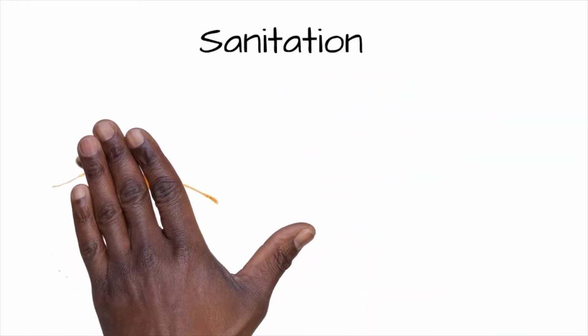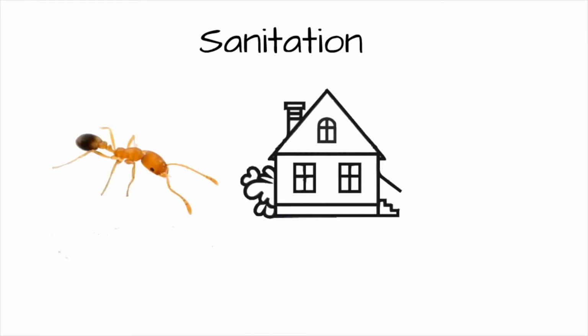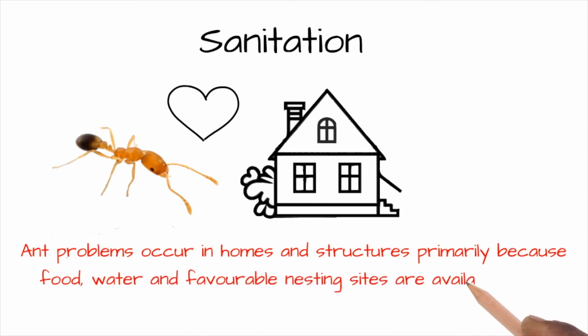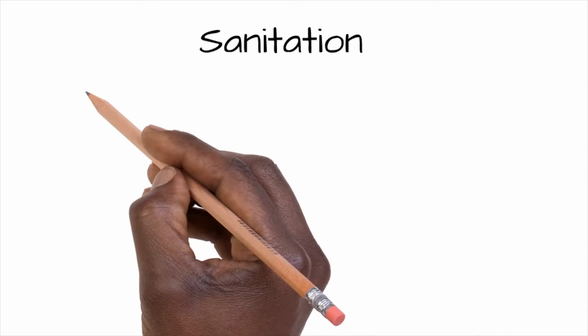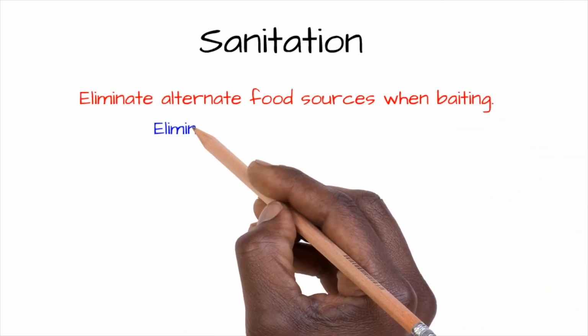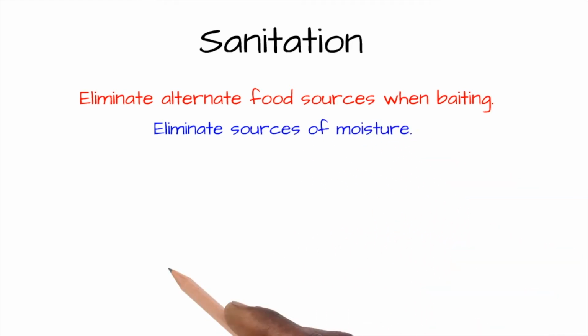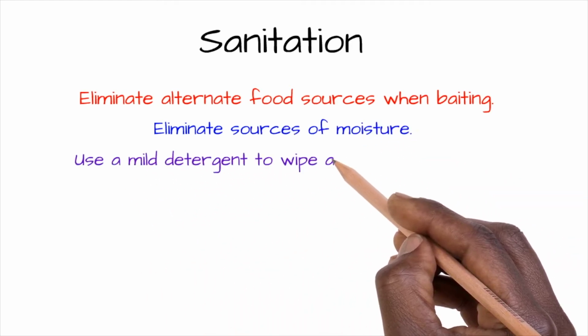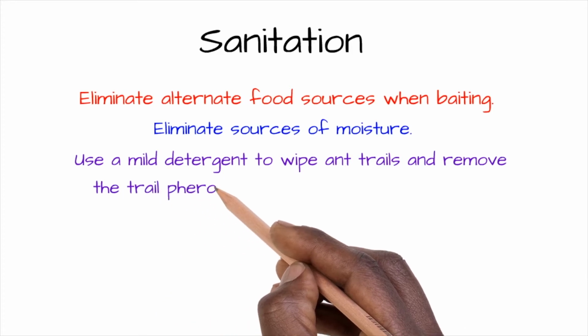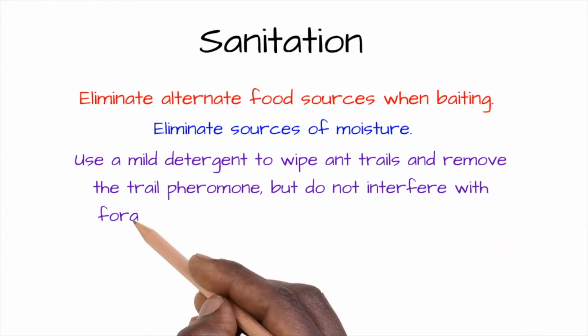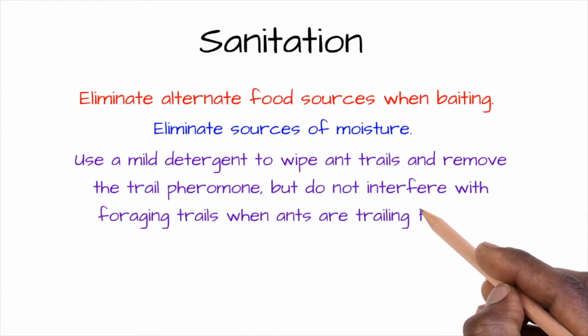Sanitation. Ant problems occur in homes and structures primarily because food and water and favorable nesting sites are available to them there. Eliminate food sources when baiting. Eliminate sources of moisture. Use a mild detergent to wipe ant trails and remove the trail pheromone, but do not interfere with foraging trails when ants are trailing to baits.